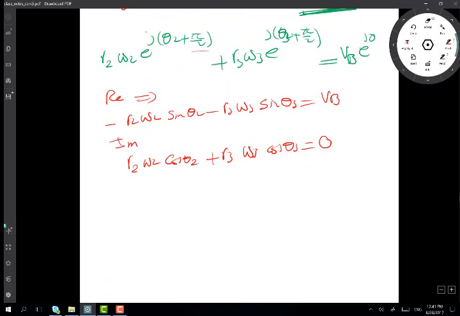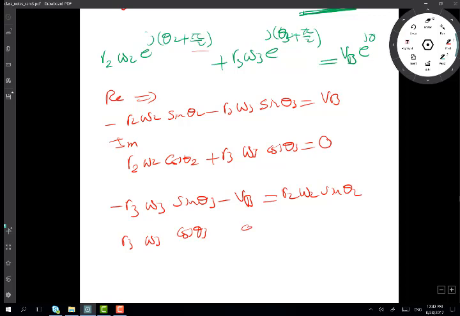Then I can arrange my equation to have my known values on the right hand side. So I have minus R3 omega 3 sine theta 3 minus VB equal to R2 omega 2 sine theta 2. And here I have R3 omega 3 cosine theta 3, with 0 for VB, equal to minus R2 omega 2 cosine theta 2.